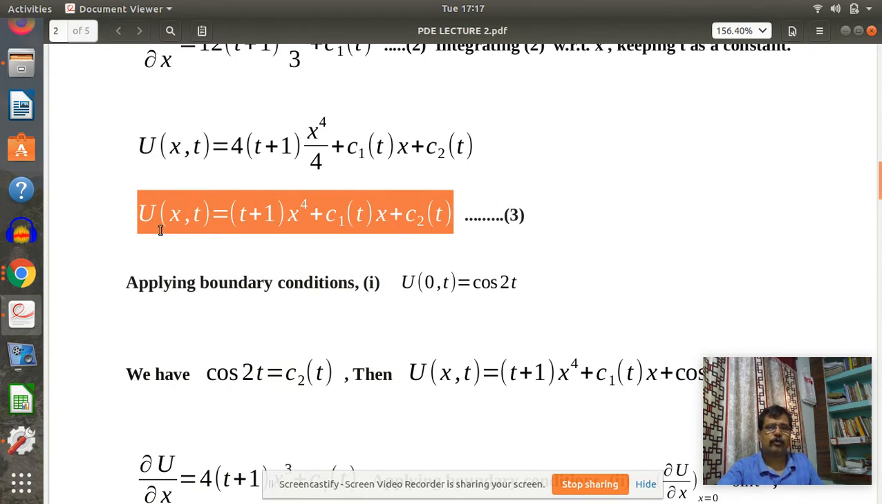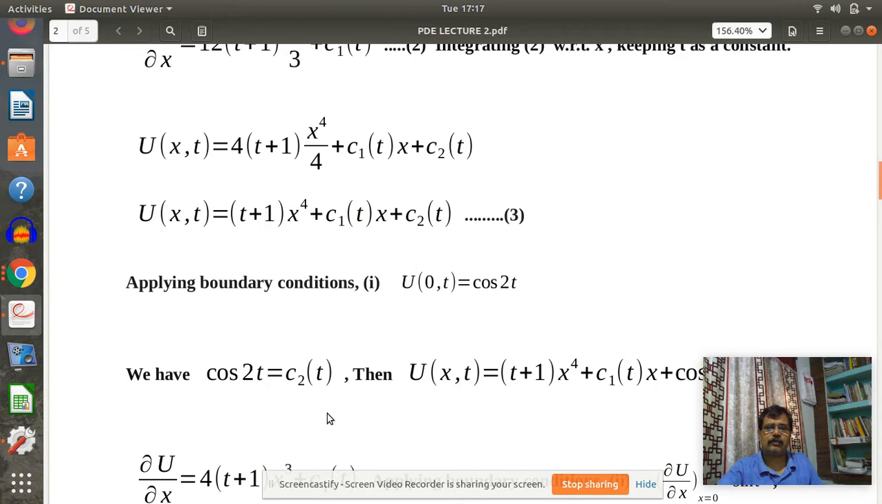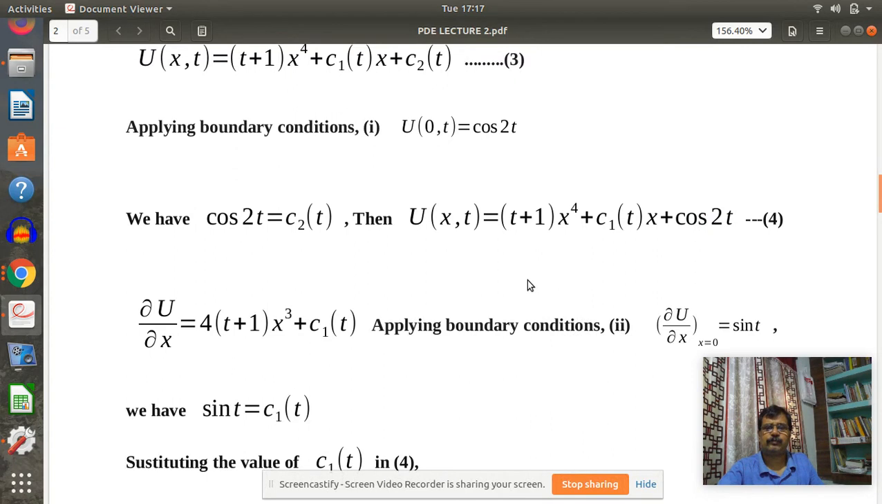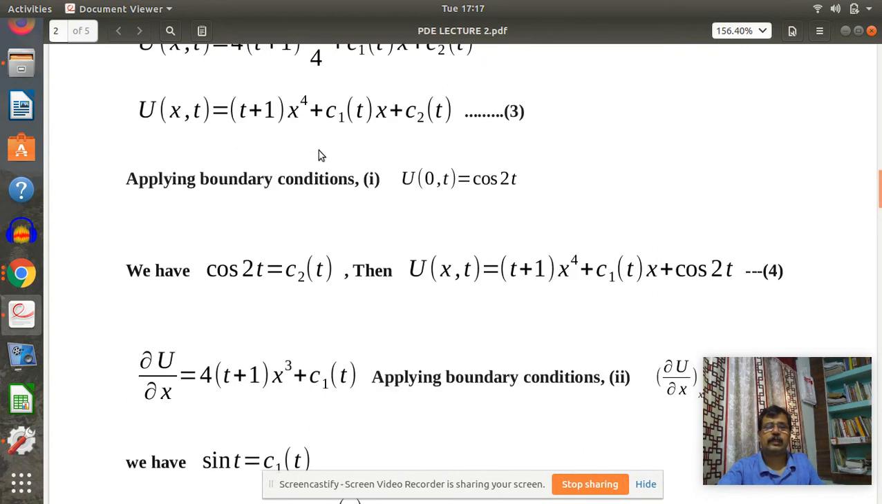So what is the left side? u(0,t), which is cos 2t, as given. So cos 2t equals, on the right side, when we put x = 0, the first two terms get cancelled, because x = 0. So we have the third term, c2(t). So what we get is cos 2t equals c2(t). That gives the value of c2(t). I am substituting the value of c2(t) into this u(x,t), that is equation 3. What do you get? u(x,t) equals (t + 1)x⁴ + c1(t)x + c2(t), which is cos 2t. So plus cos 2t. We have equation 4.